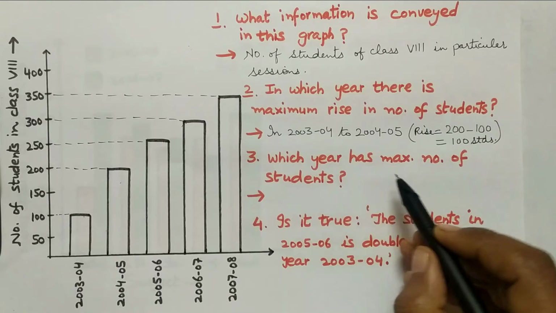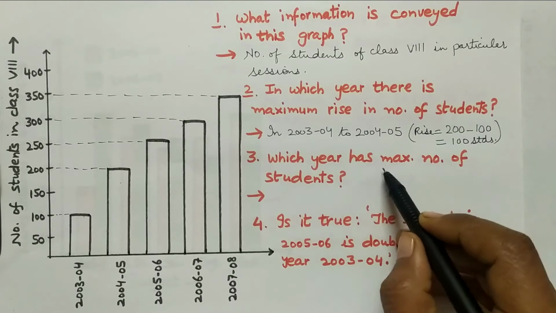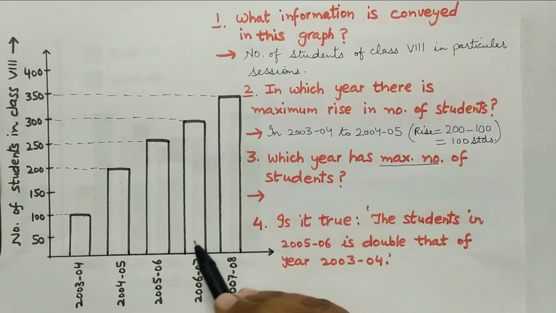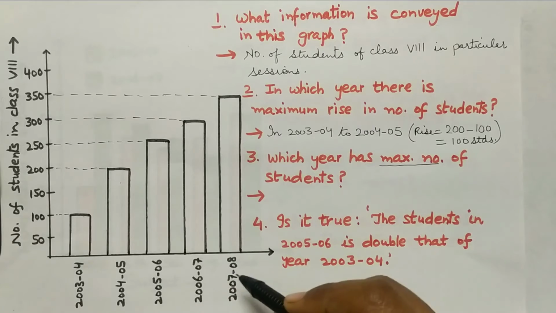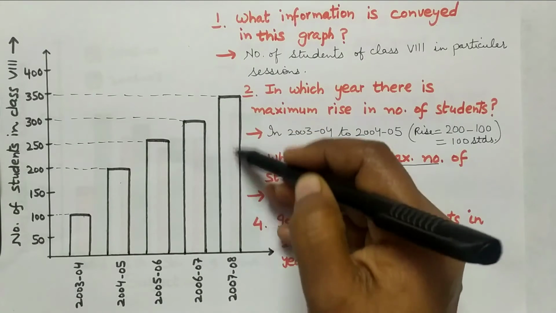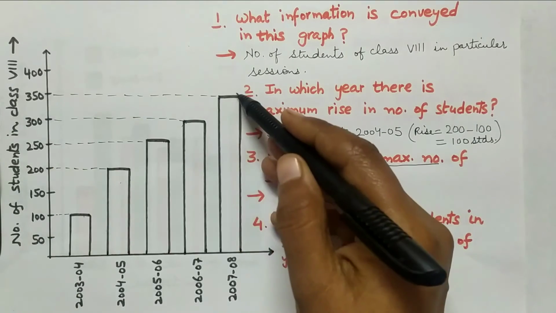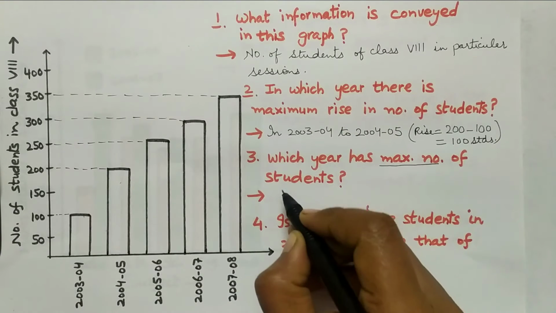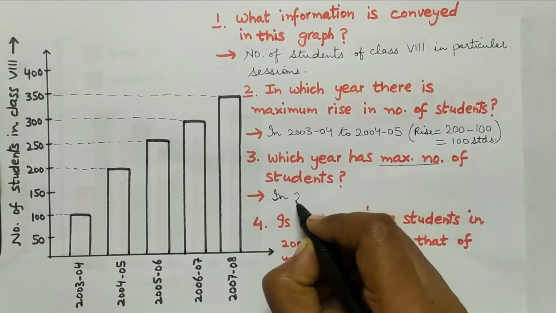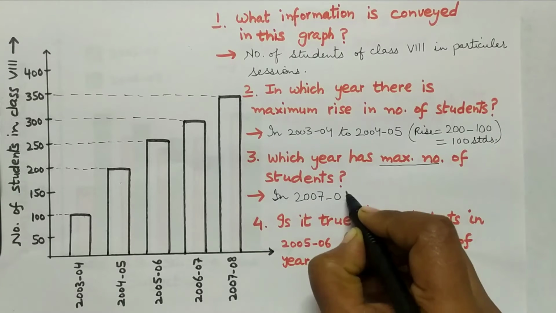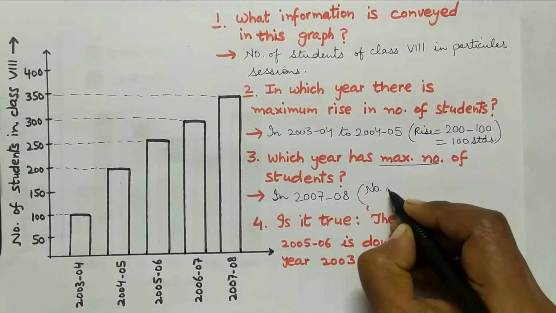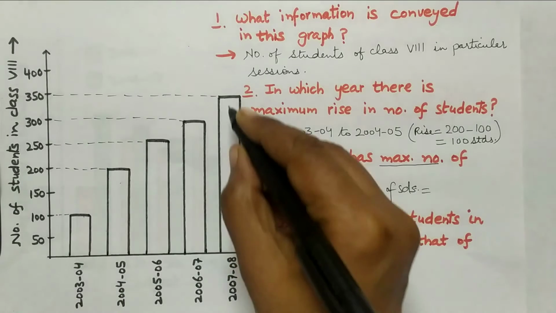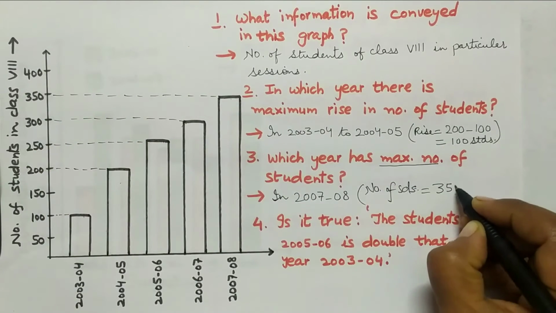Next one: which year has the maximum number of students? Here the rise is not asked. Maximum number of students means the bar of which year is the tallest. We see the heights and this is the maximum. The number of students is 350 in the year 2007-8. So we write: in 2007-8 the number of students is equal to 350.